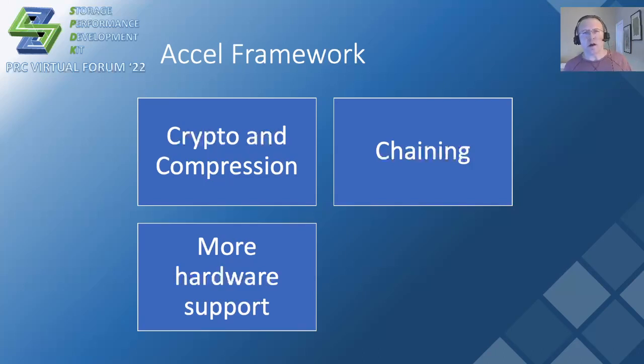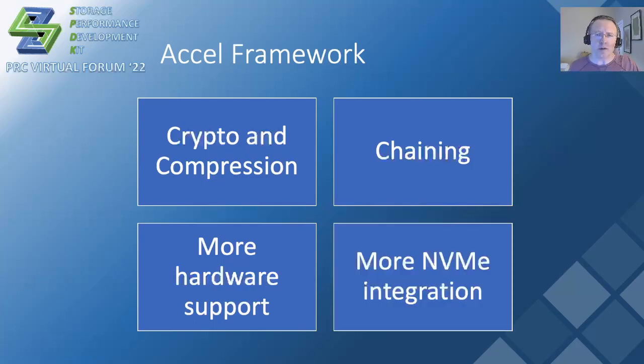So more hardware support. So adding support for more things on our hardware. For example, DSA has some compression capabilities, actually called IAA, having support for things like that. I think we can expect to see NVIDIA having more support for some of their hardware engines. I think you're going to see more of that over this next year.